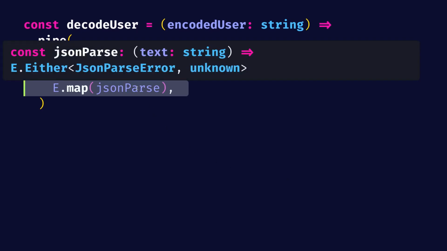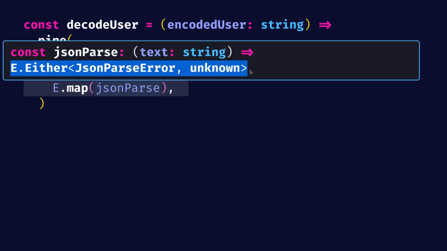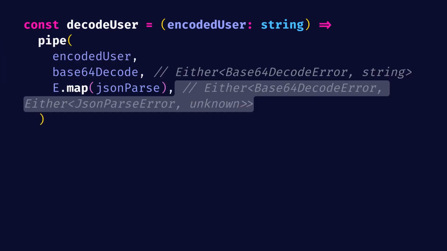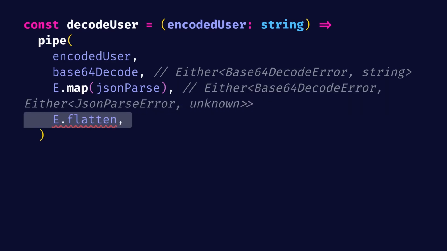Remember that our JSON parse function takes a string and returns either JSON parse error or unknown. So after mapping, we get back either base64 decode error or either JSON parse error or unknown, which is a nested Either. Working with a nested Either is not ideal, so we should flatten it. Similar to how we can flatten nested options, we can flatten a nested Either using Either.flatten.